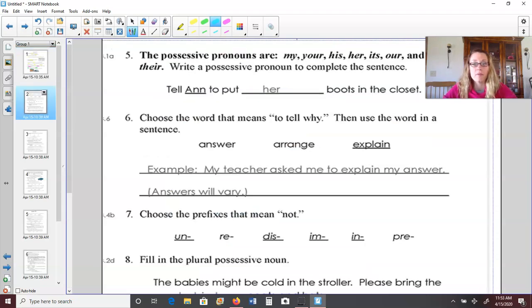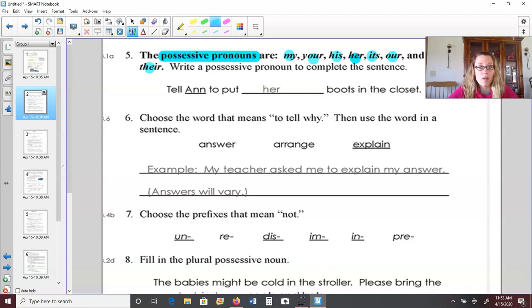Number 5 talks about possessive pronouns. Possessive means there's ownership, and pronouns are those nouns that take the place of a person's name. So my, your, his, her, its, our, and their. Because I could say my car is gray, and I'm talking about my car. It belongs to me, but instead of saying Mrs. Jockel's car is silver or gray, I said my. So my is taking the place of my name, and it's also indicating possession, that there's ownership.